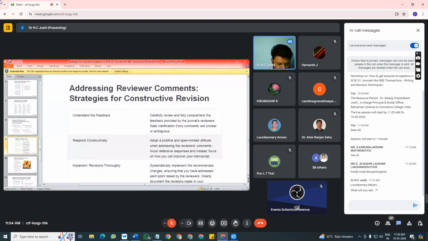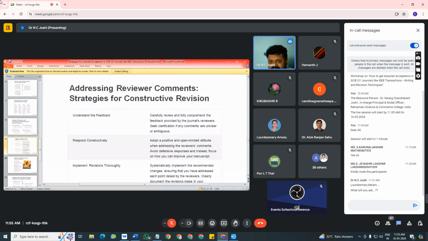You are going to a peer-reviewed journal or a SCIE Q1 journal like IEEE Transactions. So the reviewer will watch you and give feedback. You have to understand the reviewers' feedback very carefully, seeking clarification if any comments are unclear or ambiguous.